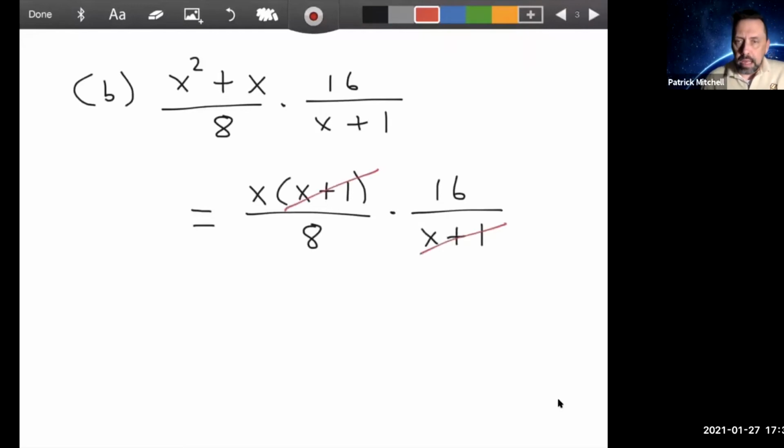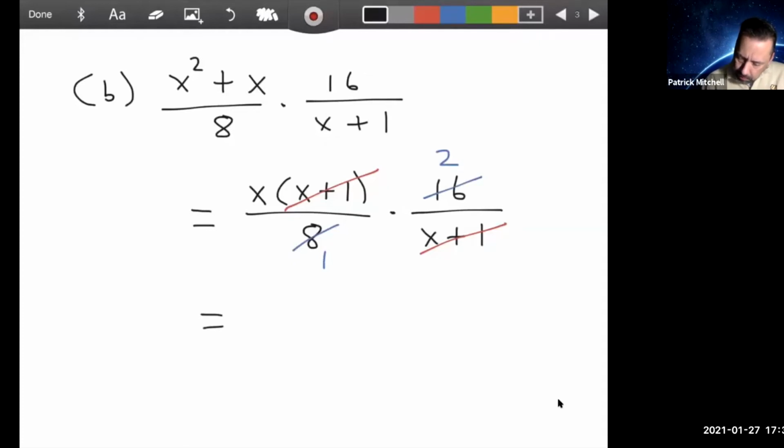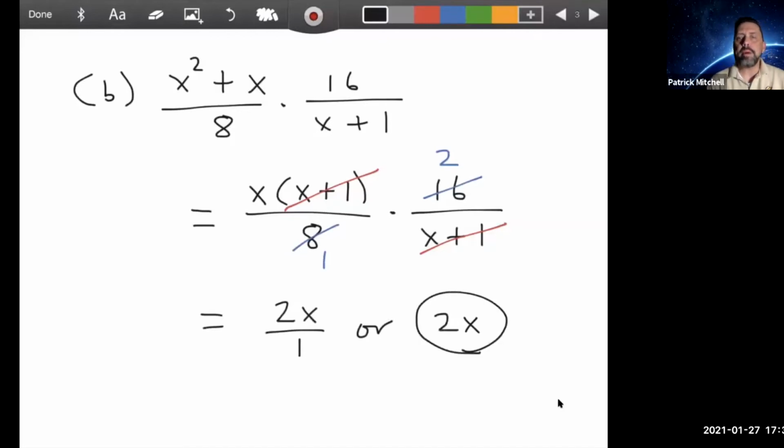And then the other thing I can do is I have a common factor 8 between the 8 and the 16. 8 divided by 8 is 1. 16 divided by 8 is 2. So your final answer is going to be 2x over 1, which in simplest form would be written 2x. All right. When there's a 1 on the bottom, you do not have to write the 1, and I would encourage you not to write it in your final answer.